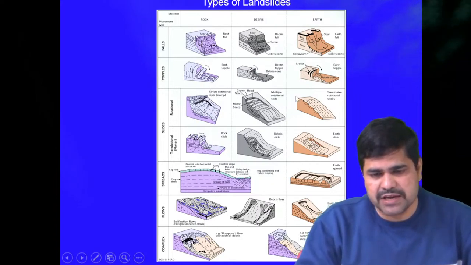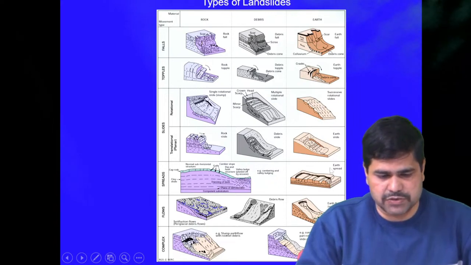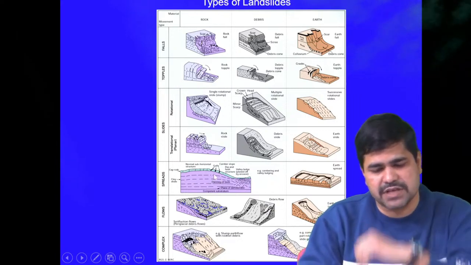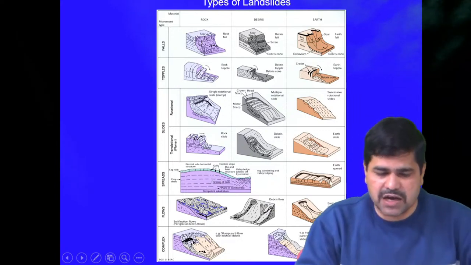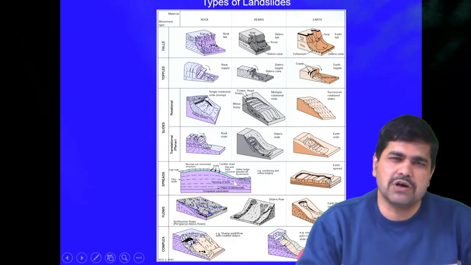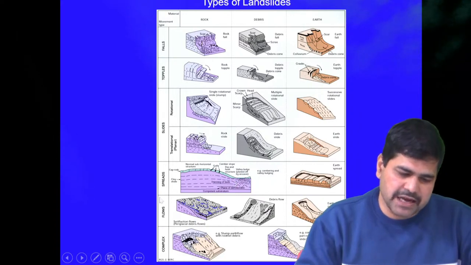So that can be debris, that can be earth also. Spreads, on the other hand, is the fourth thing to learn. Spread is simply your material is spreading on the surface. There can be mud or earth spread, there can be rock spread, which is slightly uncommon, again because rock just like that cannot spread. Then come the flows.